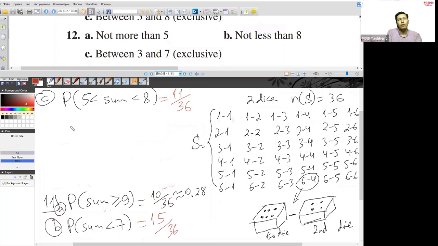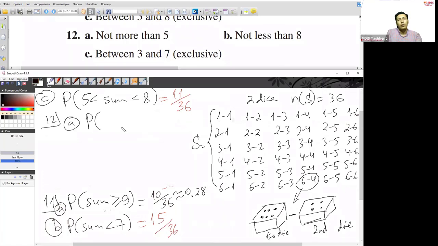Okay, number 12. Sum not more than 5. Not more than means less or equal. You put equal also. Not more than 5, so sum less or equal 5. So less or equal 5 is here. So how many? 4, 7, 10. 10 out of 36. And so on.